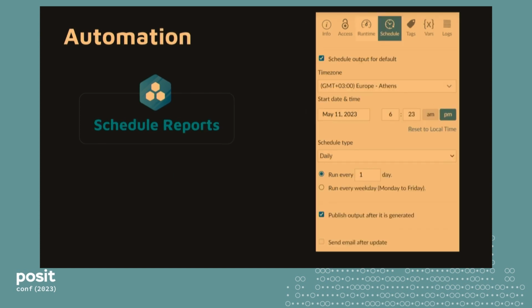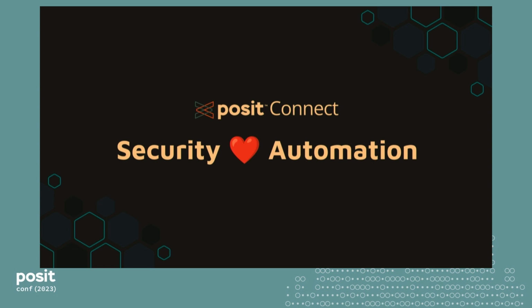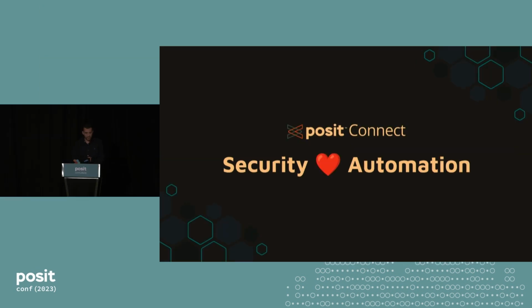For automation, it's also very easy from the UI. You can see that it is easy to schedule a report to run once per day. And of course, report versions are very easy to inspect. You can easily go back to the history of the reports. So Posit Connect really served us well in terms of security and automation.